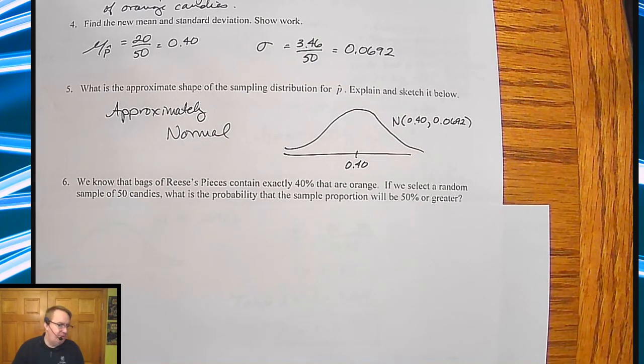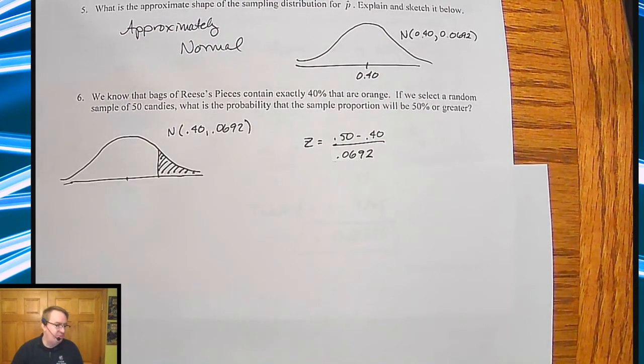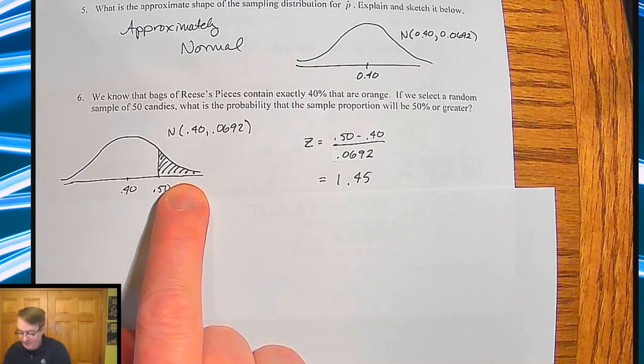So now here's a big question. And this is similar to what we've already been doing. We know that a bag of Reese's Pieces contained 40% that are orange. So if we select a random number of 50 candies, what's the probability that that sample proportion will be 50% or greater? So we're going to go through, and since it's approximately normal, we can go through and say, all right, we want it to be bigger than 50%.